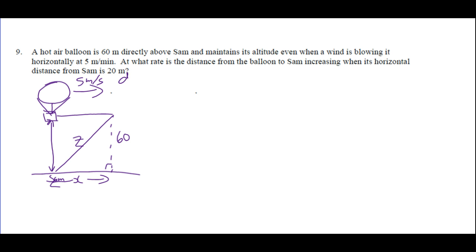So this 5 meters per second is dx by dt. It's the rate of change of the horizontal. So horizontally, the distance is changing. The horizontal distance, which is x, is changing at a rate of 5 meters per second. We need to relate z and x. So how do we relate z and x?